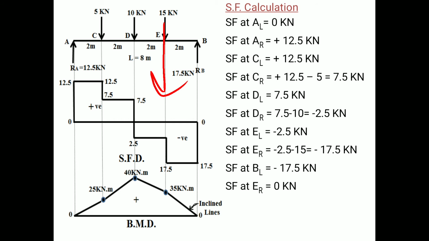Now again shear force at left of B will remain as it is, no force is acting in between E to B, therefore it will become minus 17.5 kilonewton. And as obvious, at the end, that is right of B, the shear force will be 0. So in this manner we have calculated the value of shear force. Now we are going to draw the shear force distribution diagram.